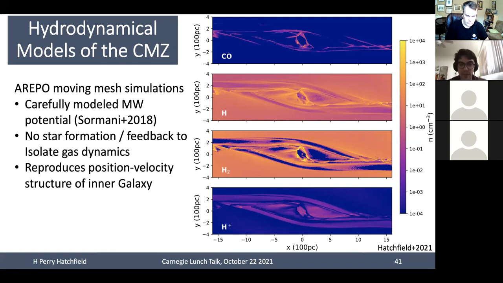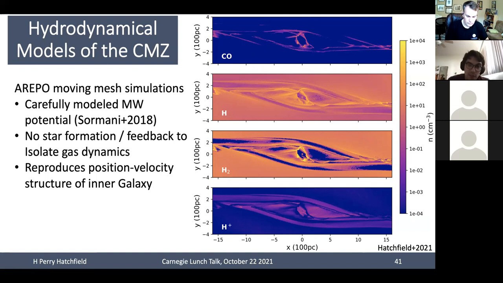We chose to implement this without star formation physics, so without gas self-gravity and feedback, because we wanted to isolate the gravitational potential of the galaxy and what that does to the gas. We have also been running simulations that do include star formation and feedback and confirmed that the inflow rate is similar in those cases, just as a sanity check to make sure that including star formation doesn't change the rate of inflow.